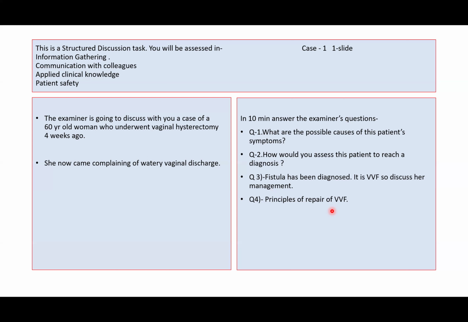And red flag signs should be explained to the patient: if at any time she has abdominal pain, foul-smelling discharge, bleeding, or urinary problems, she should come into hospital immediately.